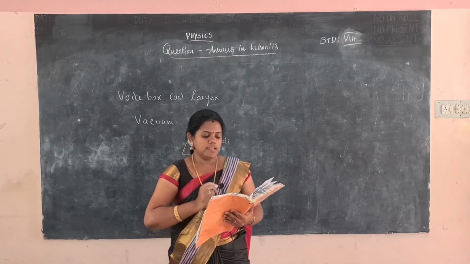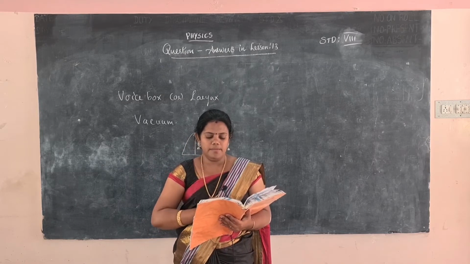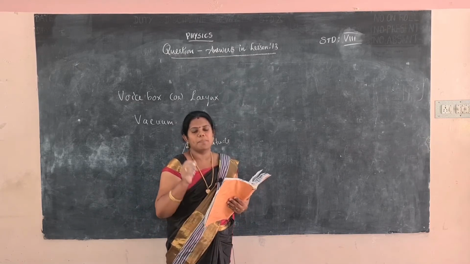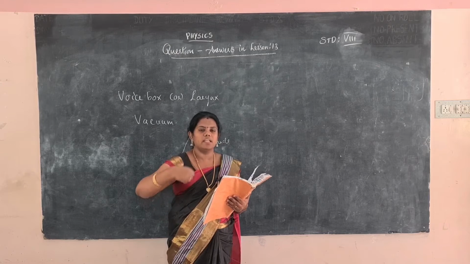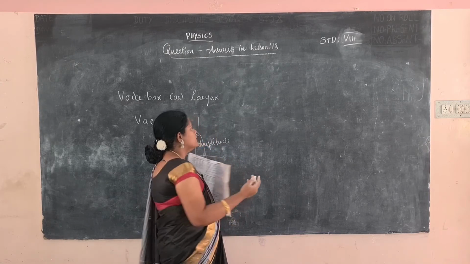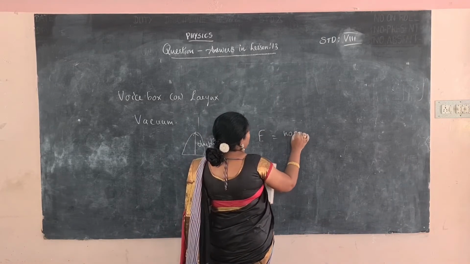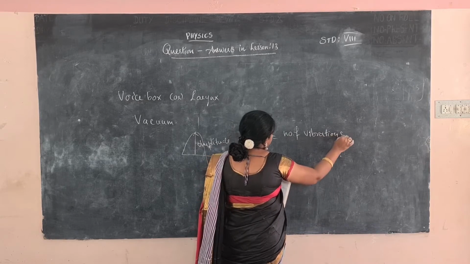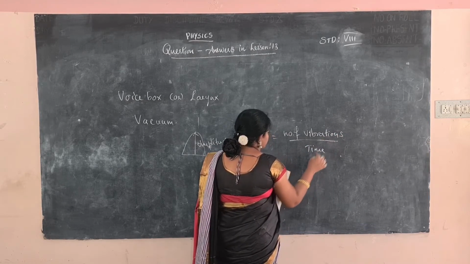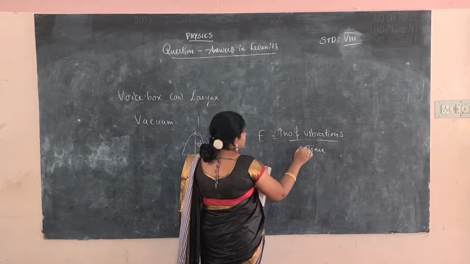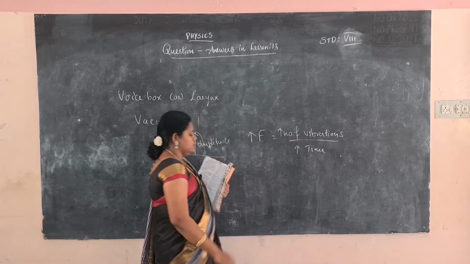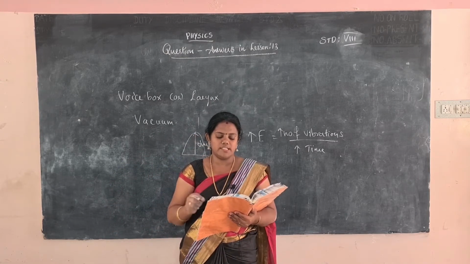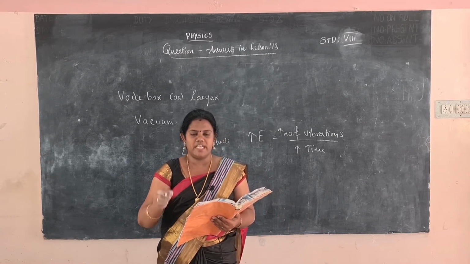And fourth one, an increase in the number of vibrations in the given time increases the frequency. What is frequency? Frequency is the number of vibrations per second. So frequency is equal to the number of vibrations per time. If the vibrations increase in a given time, automatically the frequency also increases. So is it true? And fifth one, human beings cannot hear sound with frequency less than 20 Hz.